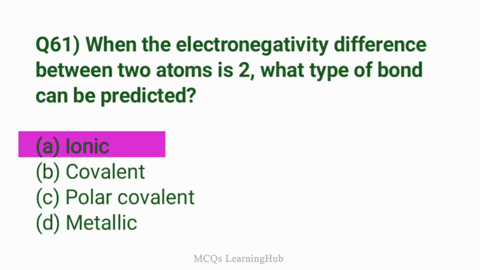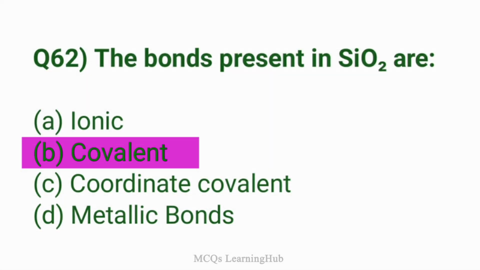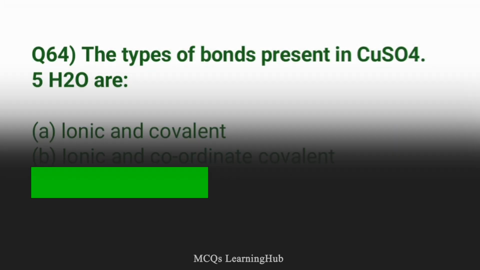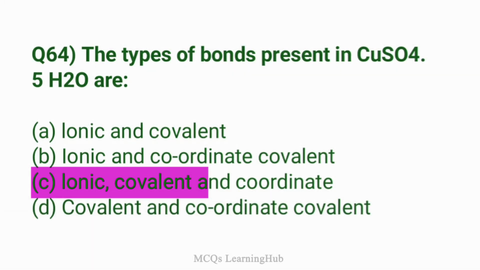When the electronegativity difference between two atoms is 2, what type of bond can be predicted? Option A, ionic is correct. Question 62. The bonds present in silicon dioxide are covalent. Option B is the right option. Question 63. Indicate the nature of bonding in carbon tetrachloride and calcium hydride. Option D is the correct option. The types of bond present in CuSO4·5H2O are option C, ionic, covalent and coordinate.